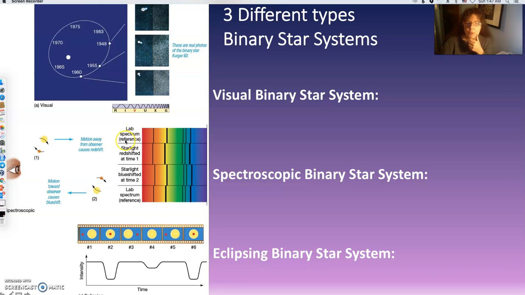Here's the lab reference of this spectra, which is probably a luminosity class in the main sequence. And the reason I say that is because these lines are pretty wide. We talked about luminosity and the width of these lines and luminosity classification. This is the reference. And from the reference, you start to see these lines in the infrared wavelength shifting. And you start to see the blue line shifting. Everything is shifting toward the red.